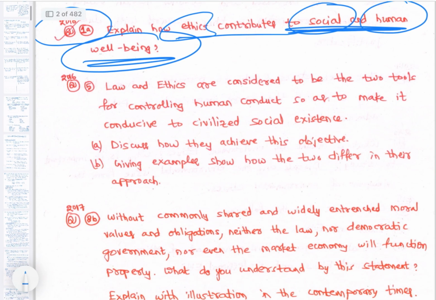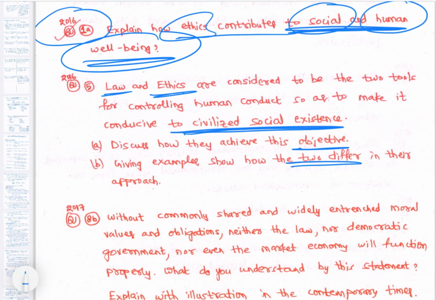Then next is, law and ethics are considered to be two tools for controlling human conduct so as to make it conducive for civilized social existence. Discuss how they achieve this objective. Giving examples, show how the two differ in their approach. So this is again a question on law and ethics, 2016.